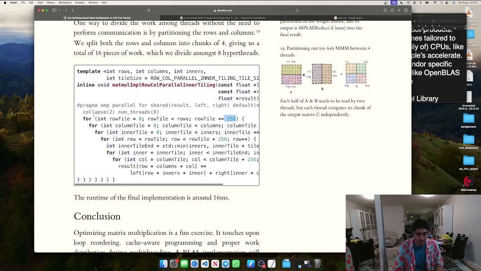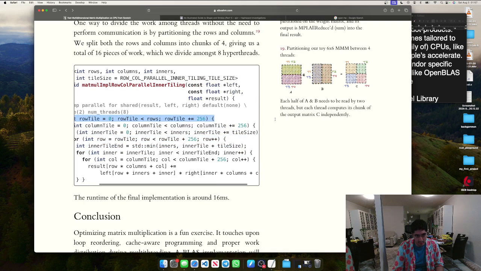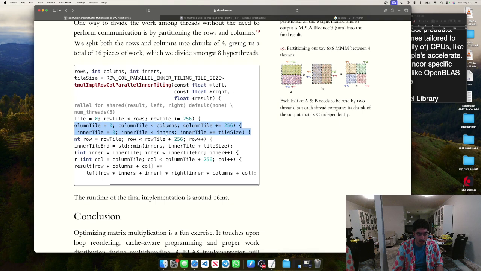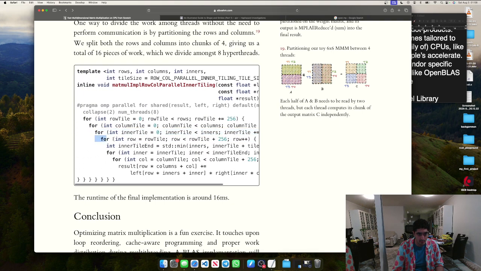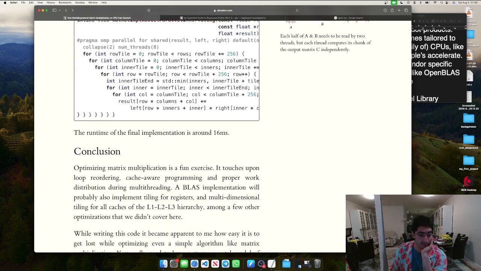Anyways. Okay, so these are our original for loops. It's giving us the row tile, column tile, inner tile, and then it pushes that many. Not sure why. Oh, I'm stupid. The thing is not 8 by 8. It's 1024 divided by 4. Yes. That makes sense. Sometimes it happens. Even I make mistakes.